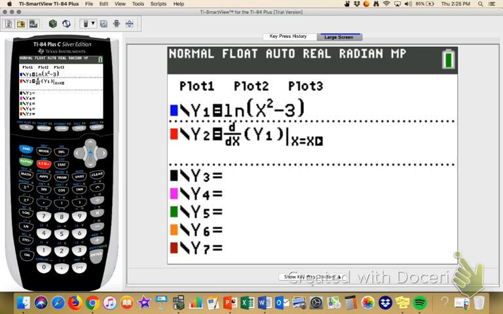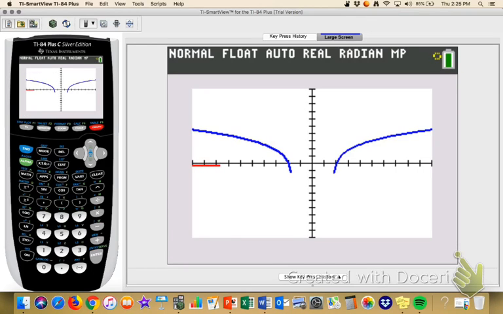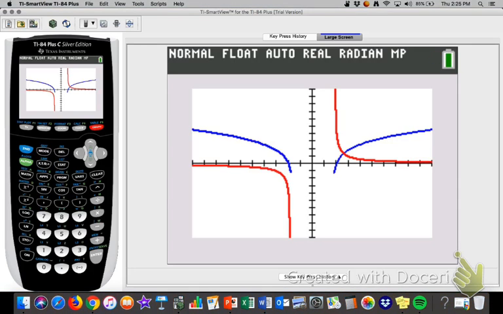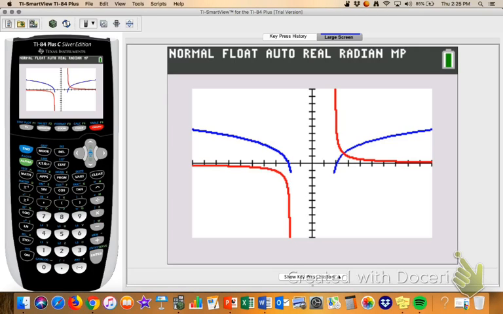And graph. Now this is going to show me the original function, the y sub 1, which is in blue, and the red is the graph of its derivative. So this is pretty interesting because remember that the derivative is the general formula for the slope of the tangent line. So the red is showing me what that would look like with all of those slopes for those individual points on the graph.